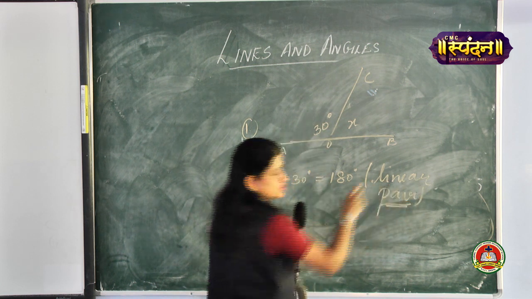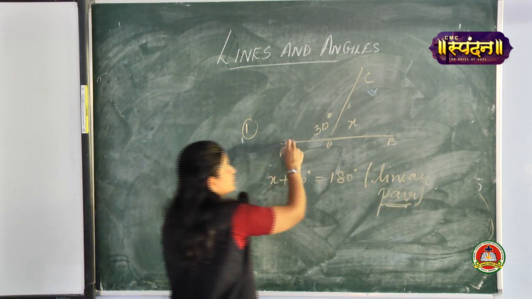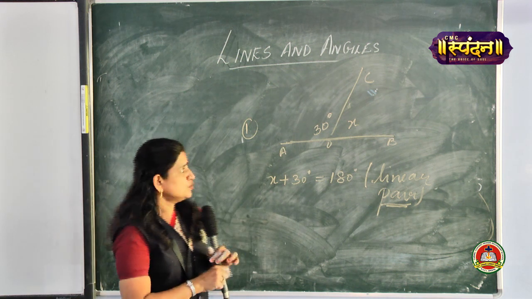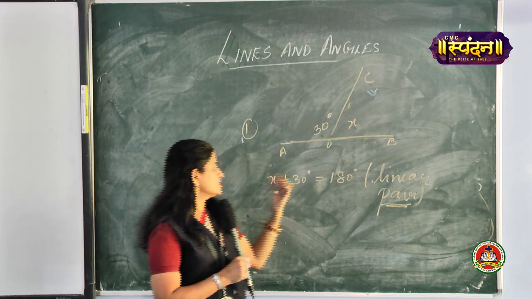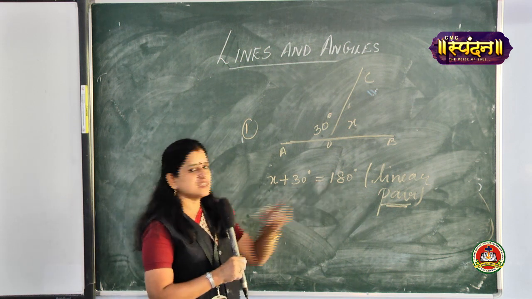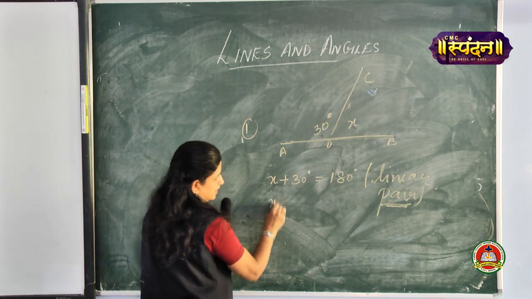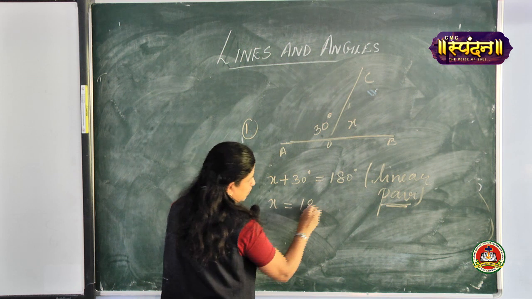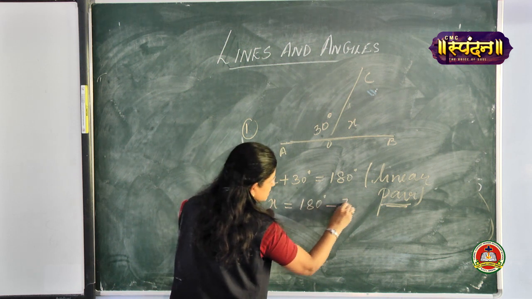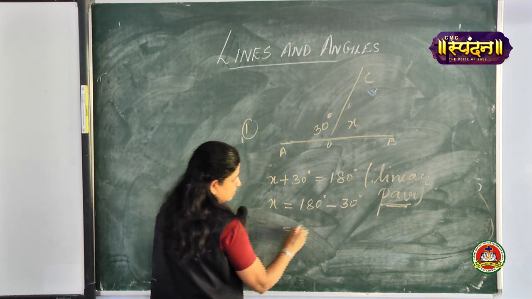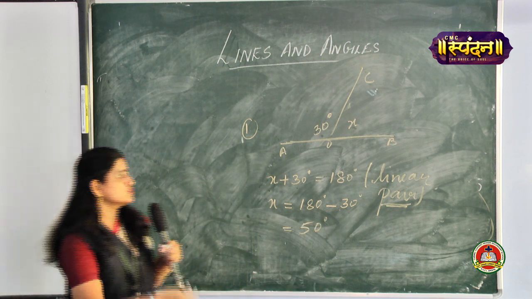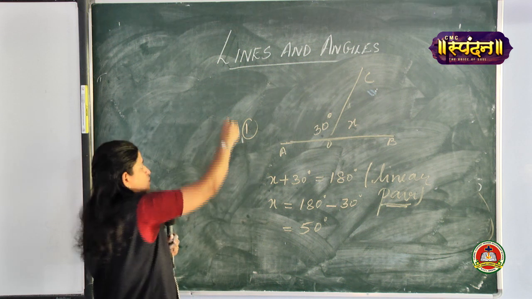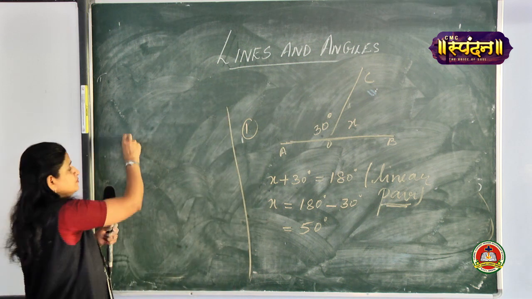Pair means, as I said, two angles, and they are lying on a straight line also. So these two angles we call linear pair angles. So x plus 30 degree is equal to 180 degree, or x is equal to 180 degree minus 30 degree, which is equal to 150 degree. So you will have more questions of this type. So let us do one more sum over here.